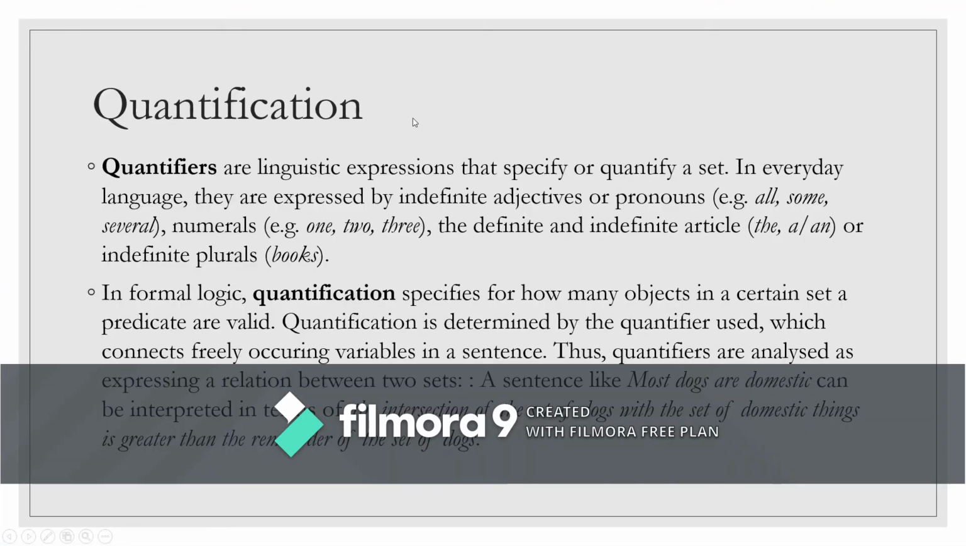Alright, now quantification. So quantifications or quantifiers are linguistic expressions that specify or quantify a set. In everyday language, they are expressed by words such as all, some, several, one, two, the, books, and etc. While in formal logic, quantification specifies for how many objects in a certain set a predicate is valid. So basically, quantifiers are words that we use to express how many things are in a certain group. For example, how many dogs are domestic?